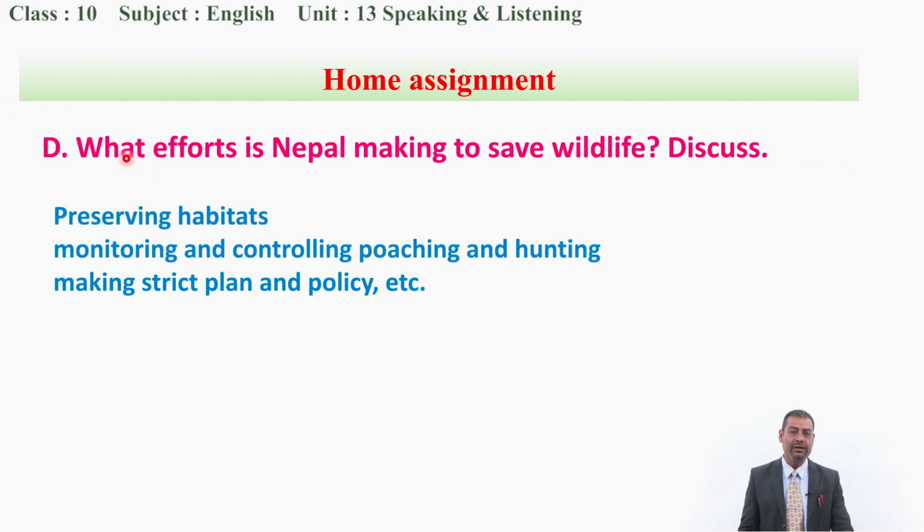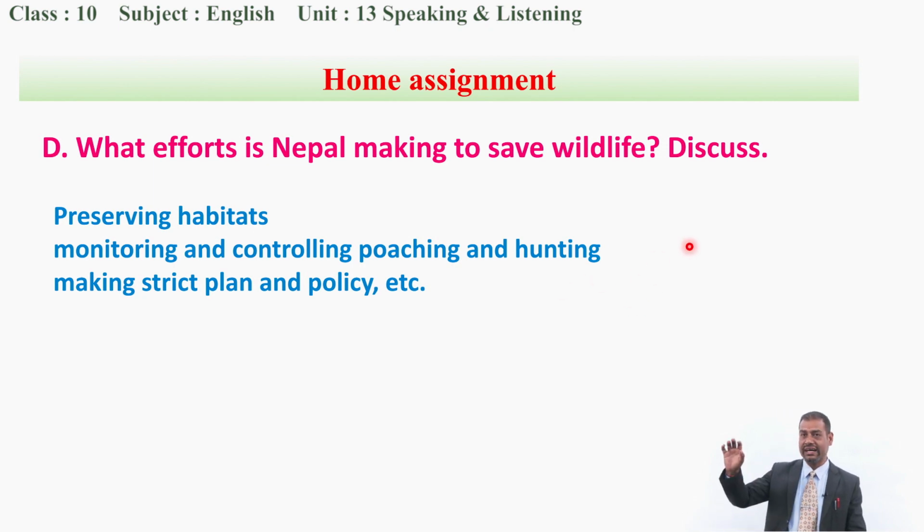For example, preserving habitats, okay? These days, we are conducting our activities indiscriminately. Because of that, animals are not getting their natural home, natural environment, you know. So, if we can provide a natural environment to the animals, then they can survive. Their number can be increased, okay? Preserving habitats.